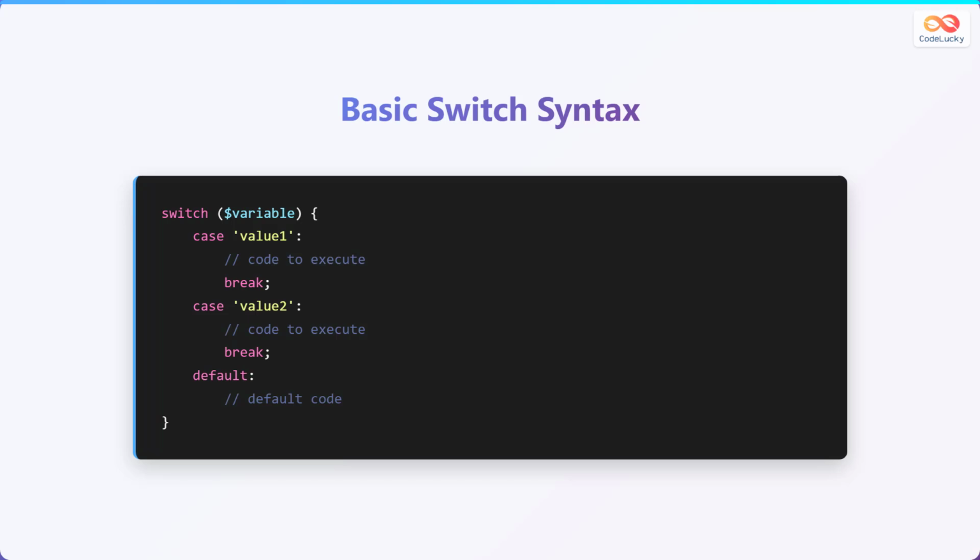If the variable matches a case value, the code within that case is executed. The break statement is used to exit the switch block after a match is found. Finally, the default case is executed if none of the cases match the variable's value.